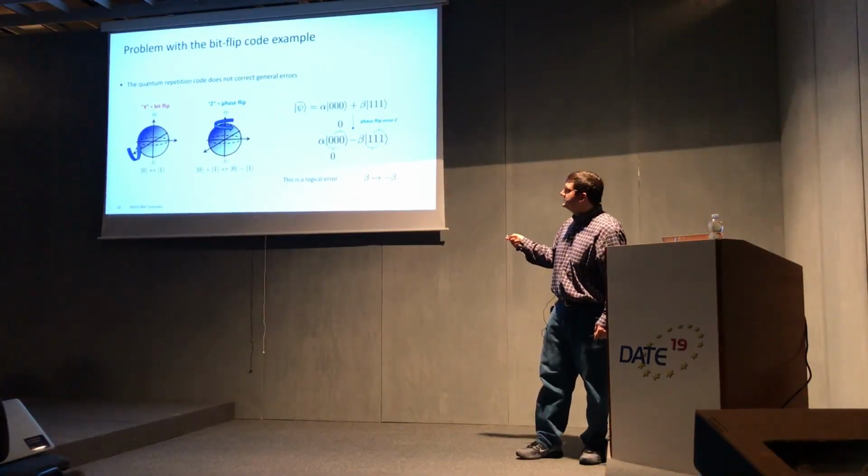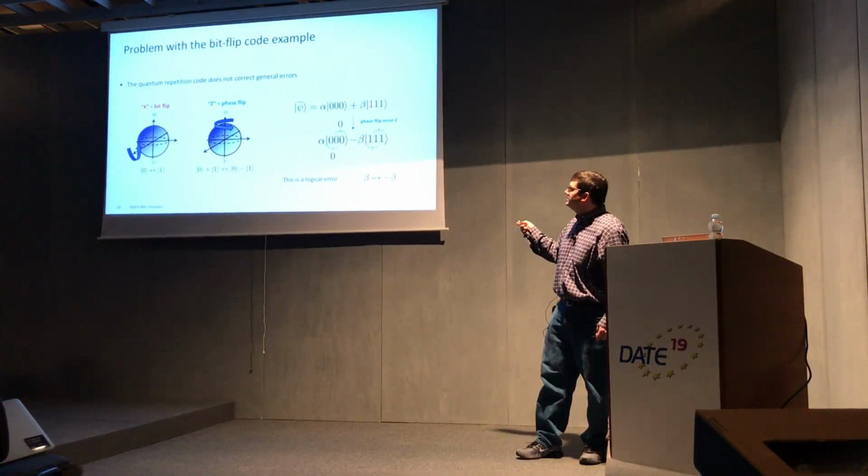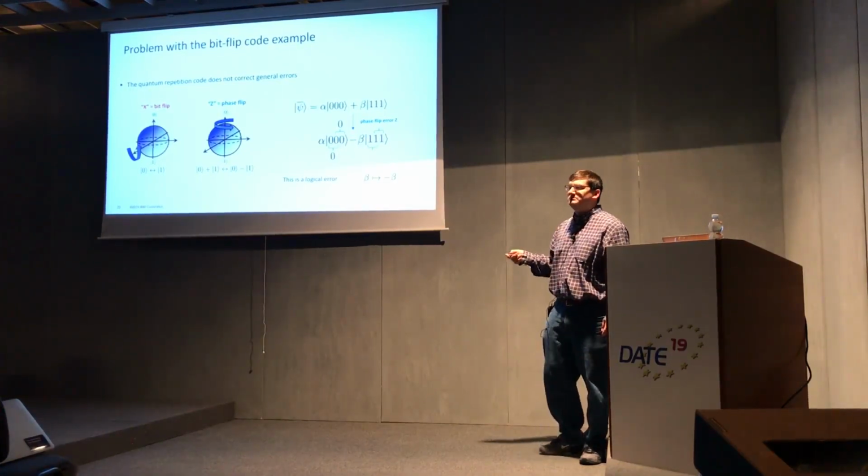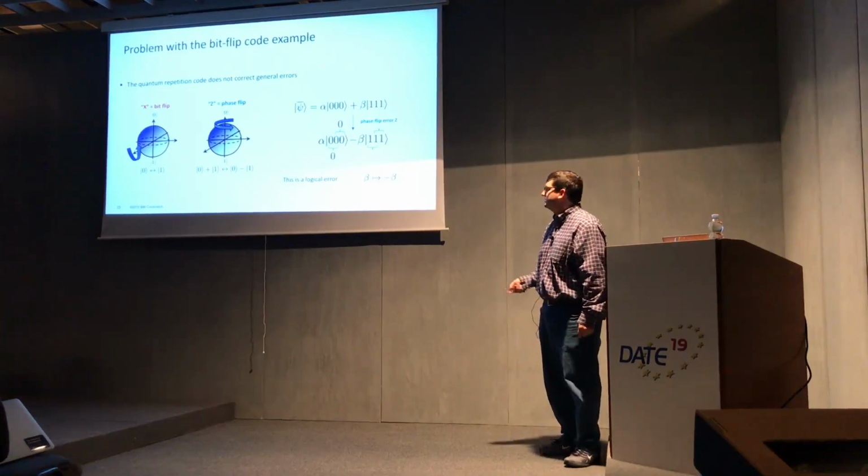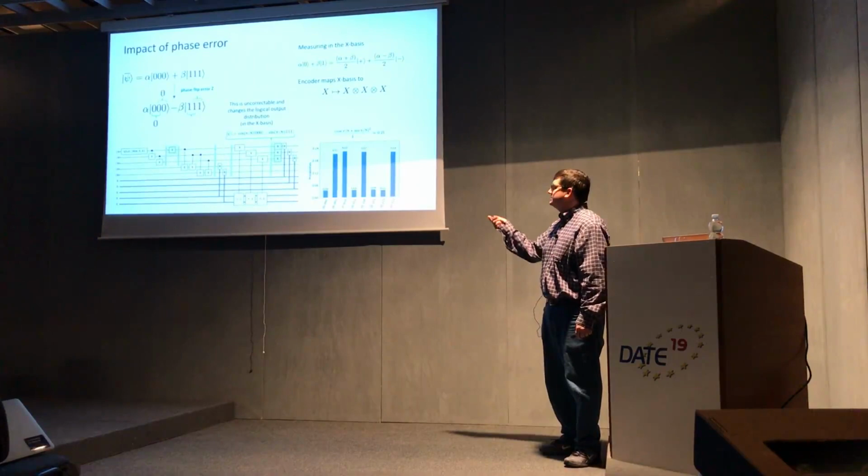If we have a phase flip error, say a rotation about the z-axis, which could flip the sign of the relative phase of this state, we can't correct that, right? If I apply a Z on qubit 1, it changes the sign here, but this is a logical error. I've changed beta. Okay, so I can't correct that. I can't even detect it. It doesn't change the parity checks. And you can see that right here.